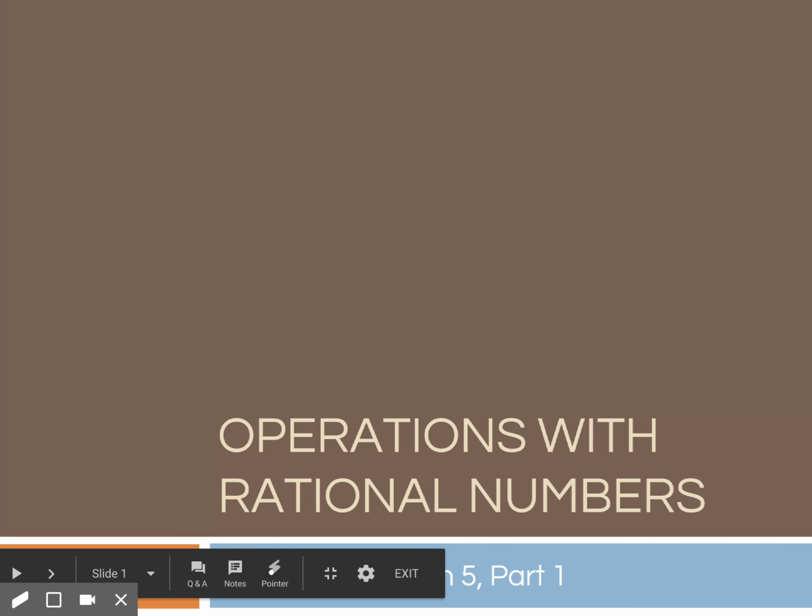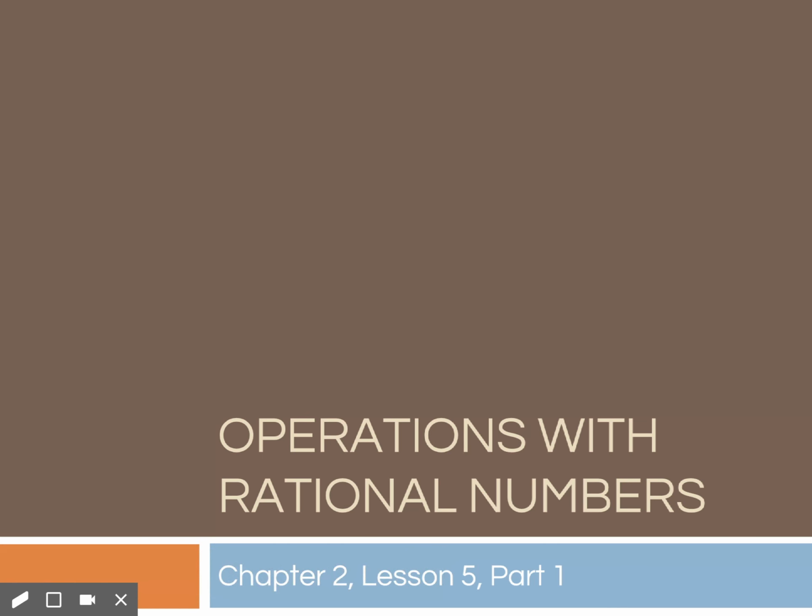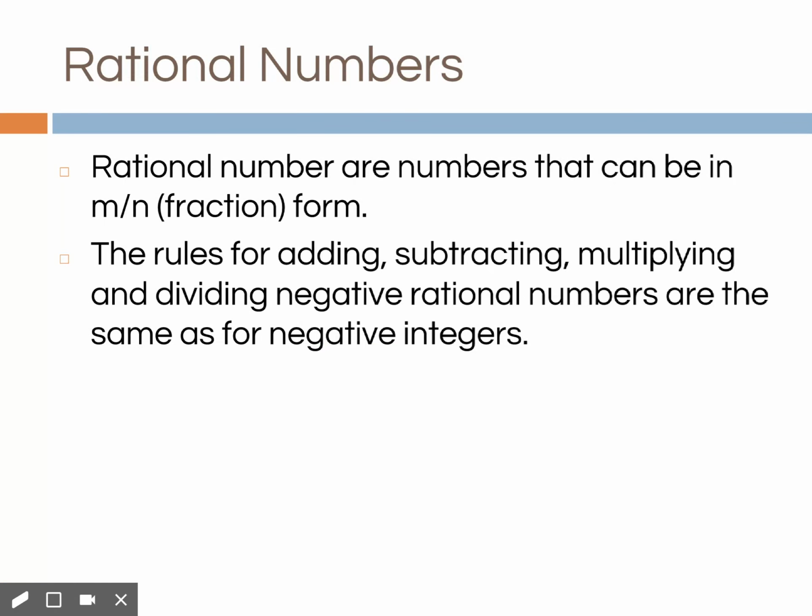Operations with rational numbers, Chapter 2, Lesson 5, Part 1. Rational numbers are numbers that can be in decimal or fraction form. And the rules for adding, subtracting, multiplying, and dividing negative rational numbers are the same as for negative integers. So you just need to follow the same steps. But remember, when dealing with fractions, with adding and subtracting, we have to have common denominators.